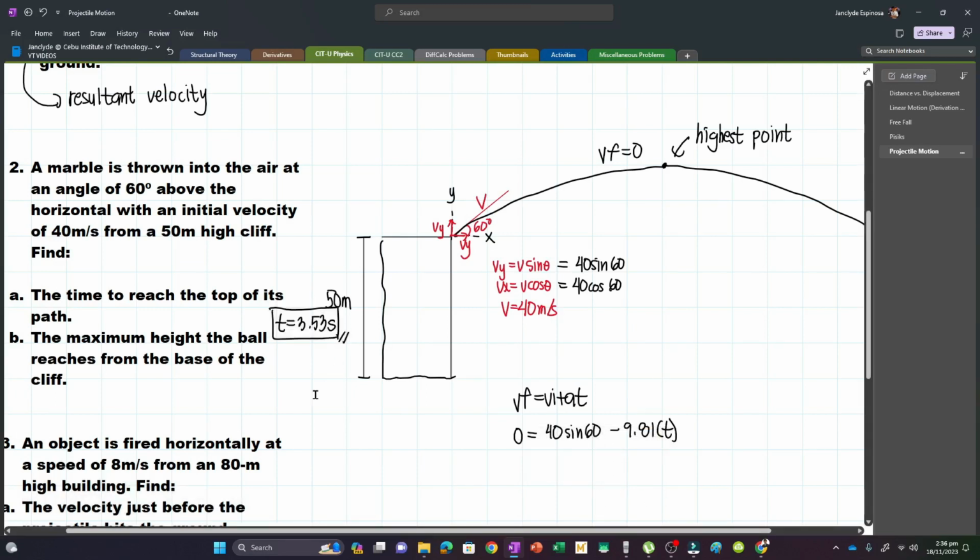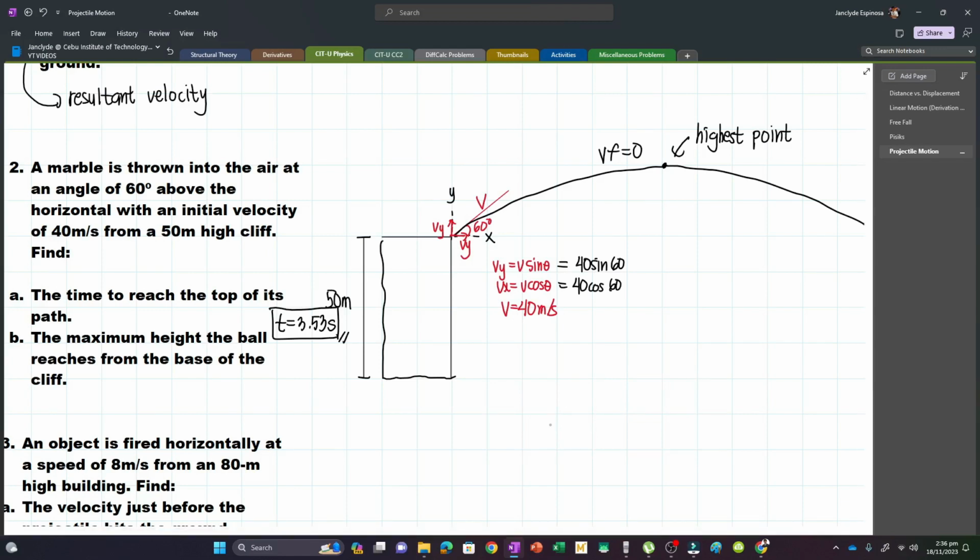And then, the next question is, what is the maximum height the ball reaches from the base of the cliff? Again, what we are interested in is the vertical distance. Now, we need to compute for this one. Let's first compute for that, and then we will add the cliff's distance. Because the height we compute is only relative to the cliff. However, the question is the maximum height the ball reaches from the base of the cliff.